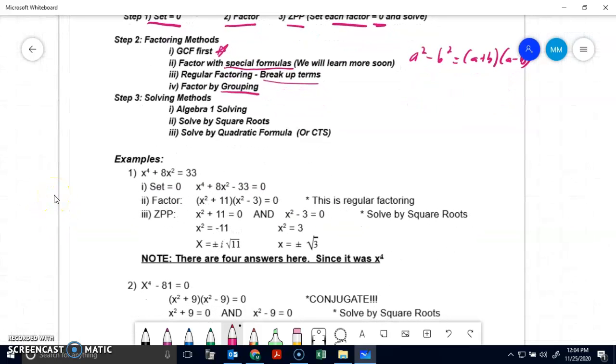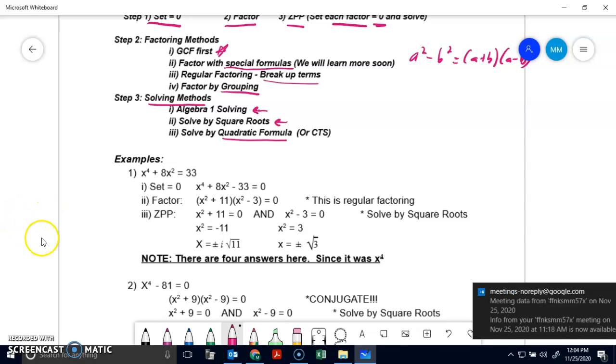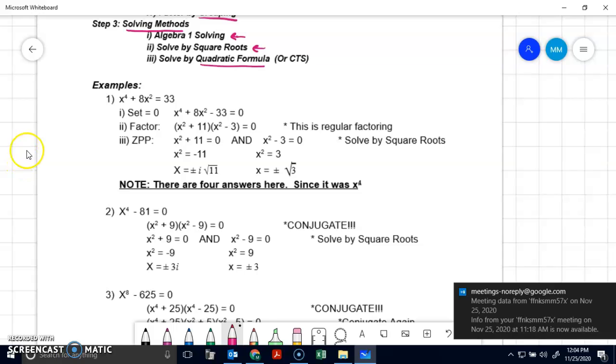There are several solving methods for the zero product property, step 3. Regular algebra 1 solving is all we've been using so far. But we can also use solving by square roots and solving by quadratic formula or completing the square, which will come into play, I think, on Thursday. One of the next couple days. So how do we do this?